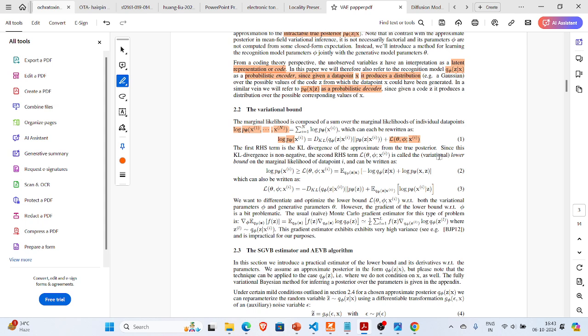Okay, so next you can see, this is the proof that we have done before. This is the KL divergence along with the evidence lower bound. It is the KL divergence of the approximate from the true posterior. Since the KL divergence is non-negative, the second term is called the variational lower bound. So it can be written like this. We have seen that from the other paper as well, and with the logarithm rule it can be written like this.